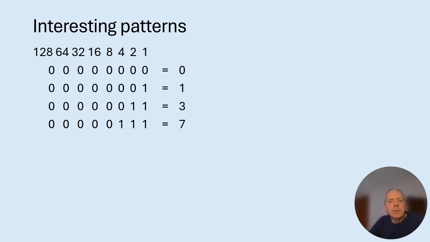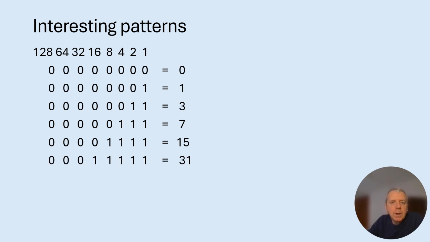Can you see the pattern there, where if I've got a continuous line of ones from right to left, the result is one less than the leftmost number on the grid. So 7 is 8 minus 1. 15 is either 8 plus 4 plus 2 plus 1 or 16 minus 1. And that pattern repeats all the way to 255.